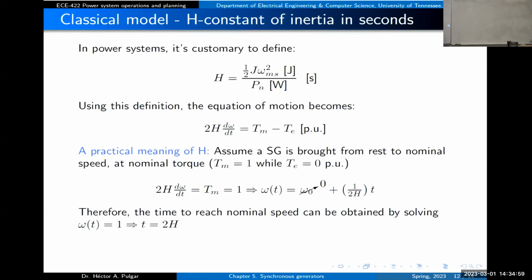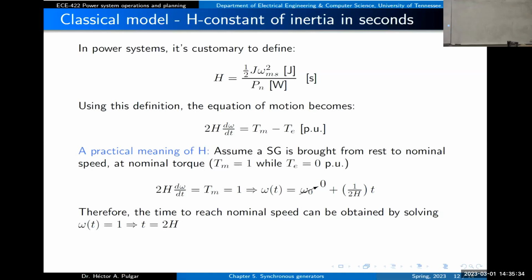With that definition, then, that term that was multiplying the derivative of the speed just becomes 2H. So the equation of motion we will use for the machine in per unit is going to be this one. This is the net torque in per unit. This is the derivative of the rotational speed, and the speed is in per unit. In a steady state, omega should be 1 per unit, multiplied by 2 times H.